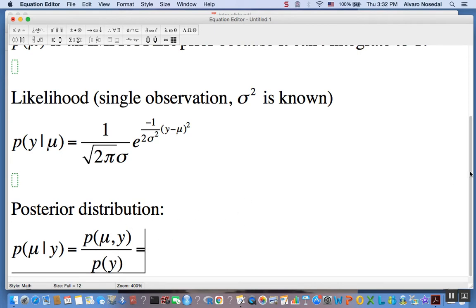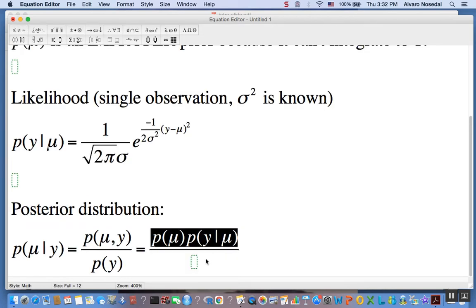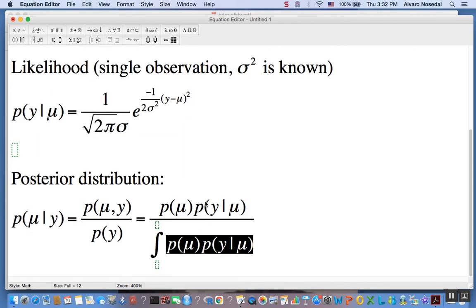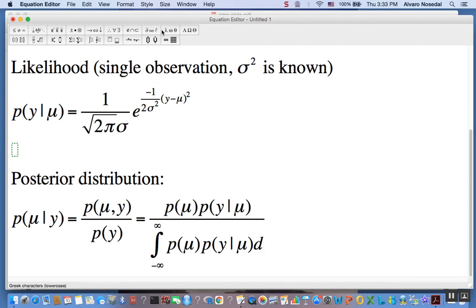Using our likelihood and our prior, what we have in the numerator is just prior times likelihood. In the denominator we have the integral with respect to mu of the joint, which is going to give you your marginal. So it would be the integral of prior times likelihood with respect to mu, and that is going to give you your marginal.